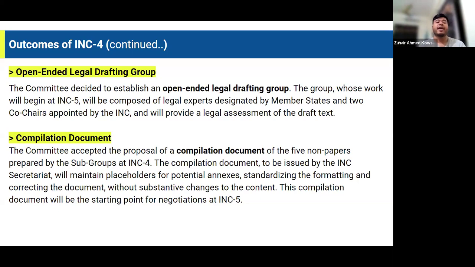It has been agreed by the member states in the committee that the five non-papers prepared by the subgroups after the discussions and negotiations at INC4 will feed into a compilation document. The Secretariat has been tasked to prepare this compilation document, and it will be the starting point for negotiations at INC5. Just as the revised draft was negotiated at INC4, this compilation document, which will be prepared by the INC Secretariat following all the instructions given by the member states, will be the basis of negotiation at INC5.